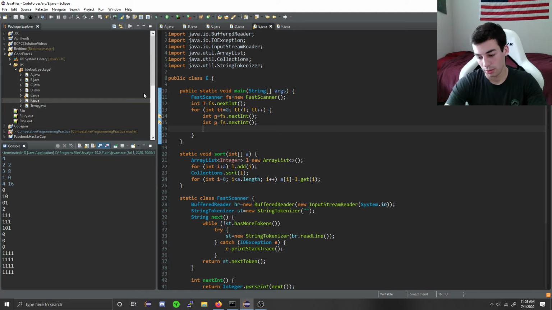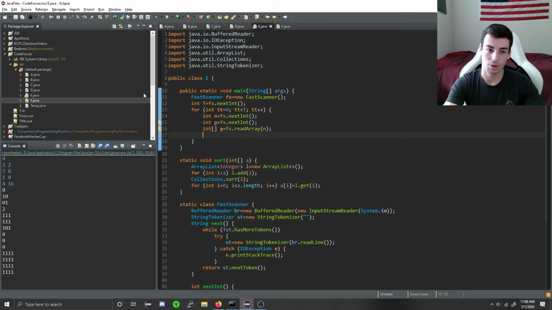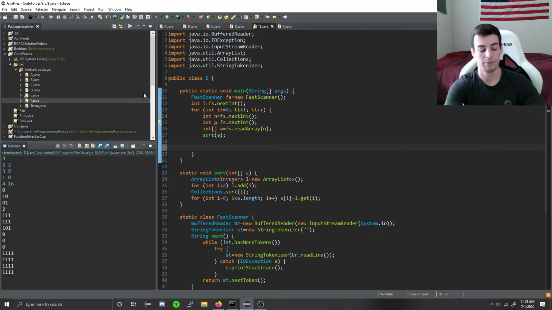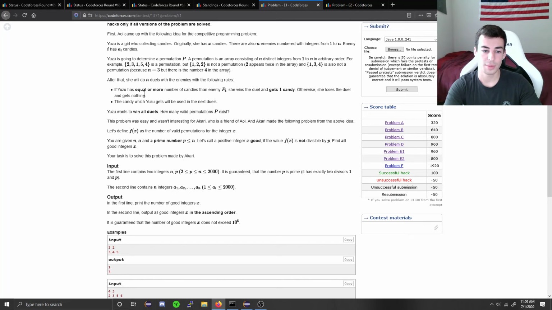So now the question is, we need the array too. So now, well, it doesn't hurt to sort it, right? Probably not, because we're looking at permutations anyway. So now the question is, how many permutations are valid for this? So we should probably brute force our starting point. How many integers x are there that aren't valid?